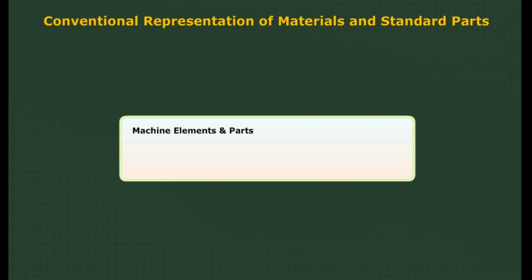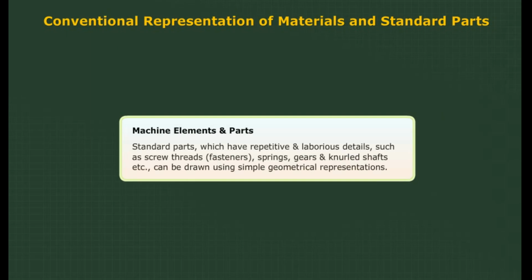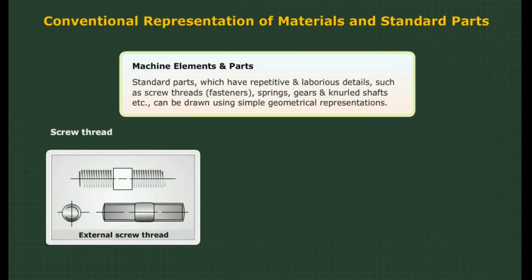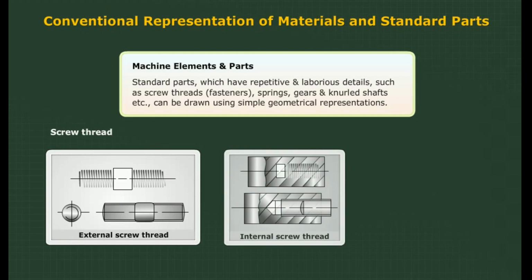Machine elements and parts. Standard parts, which have repetitive and laborious details such as screws, nuts, bolts, gears, knurled shafts, etc., can be drawn using simple geometrical representations as shown below. Screw thread. External screw thread. An external thread is a thread on the outside of a member, on the left drawn in the traditional way and on the right in conventional representation.